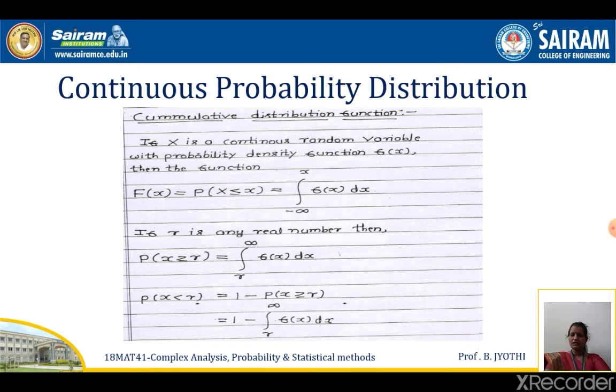If r is any real number, then P of X greater than or equal to r is the integral from r to infinity of f of x dx. When P of X less than r, it can be 1 minus P of X greater than or equal to r, which is 1 minus the integral from r to infinity of f of x dx.